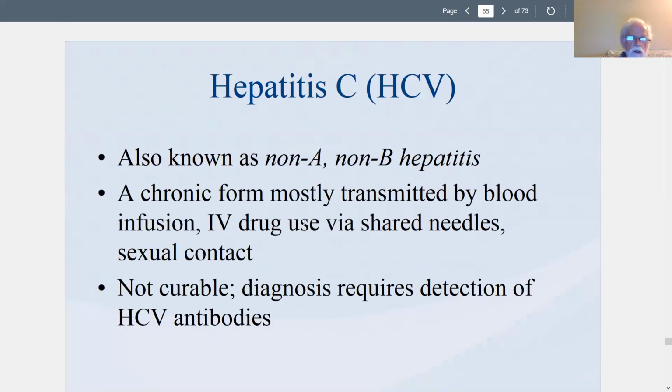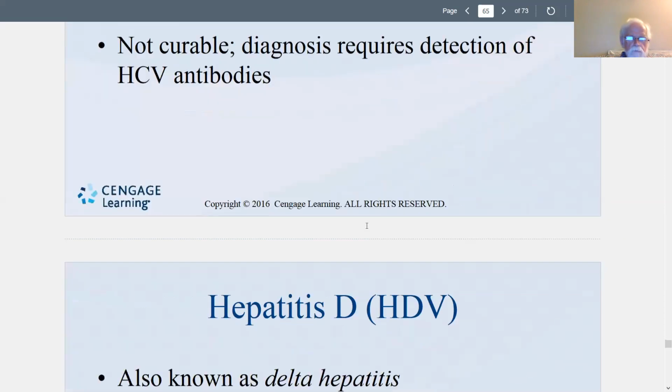Hep C was known as non-A, non-B. It's a chronic form. Again, it's bloodborne. You can have the same thing as Hep B. There are drugs to treat it, but there is no vaccine, and all we can do is treat the infection and hold it at bay.